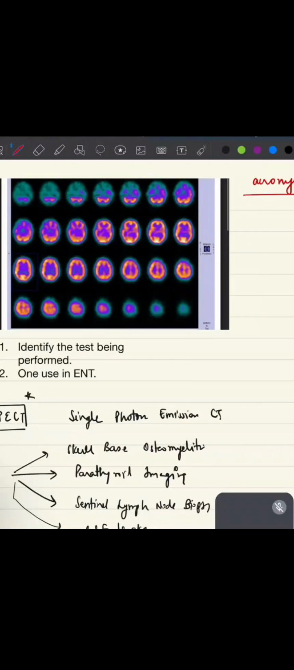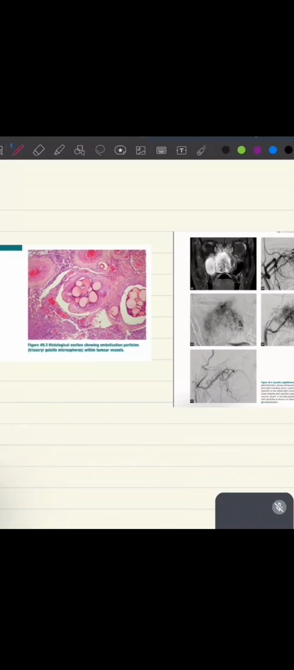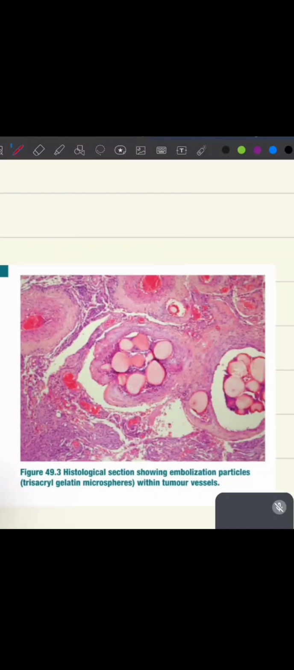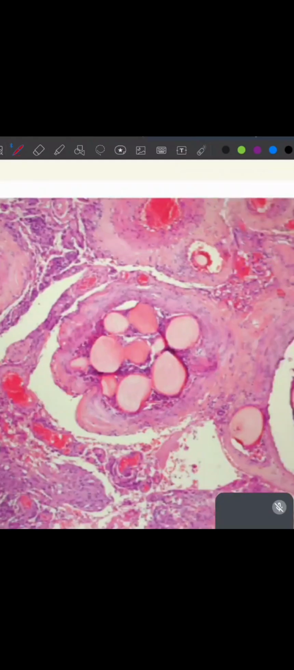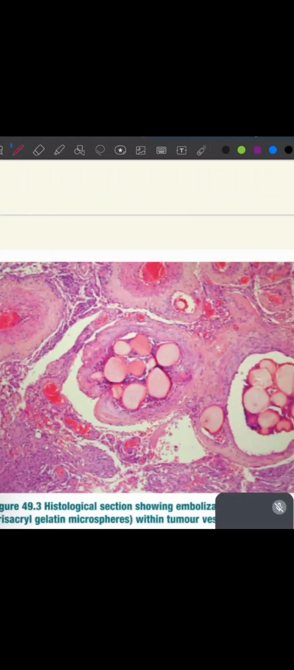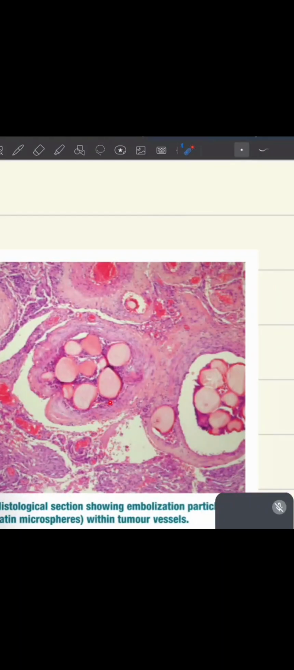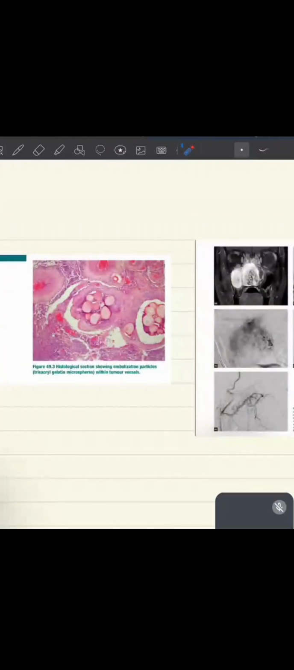Okay, so coming to the last image for today. Image is again of Scott Brown. I have not framed the question for that, but this can be easily framed. They can give you this and ask what is being shown in the histopathology image. They might give you a clinical history that a patient came with complaints of epistaxis, bleeding, or a known case of JNA, and a procedure was done. And this is the cut section. I'm just enlarging it. This is showing the embolization particles which are there within the tumor vessels.